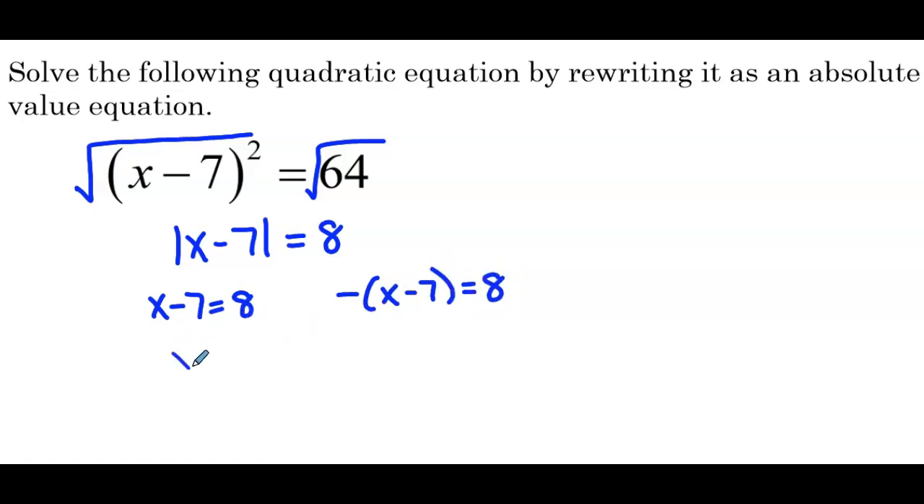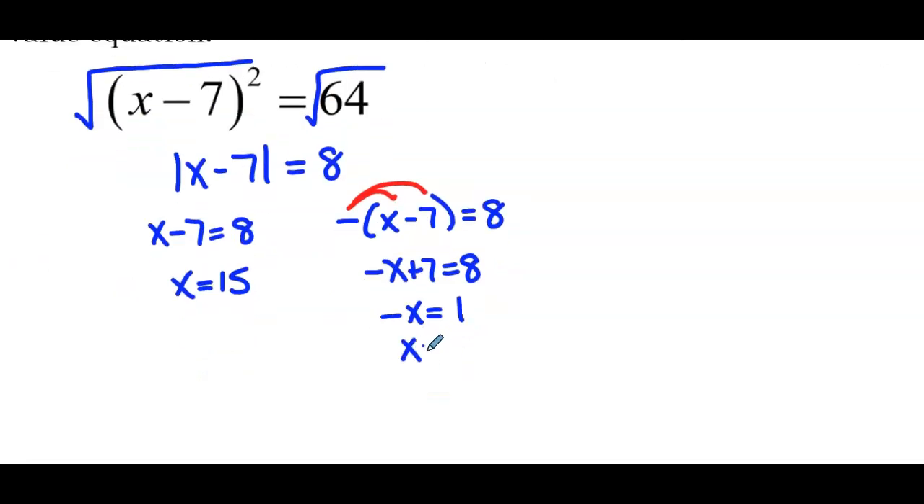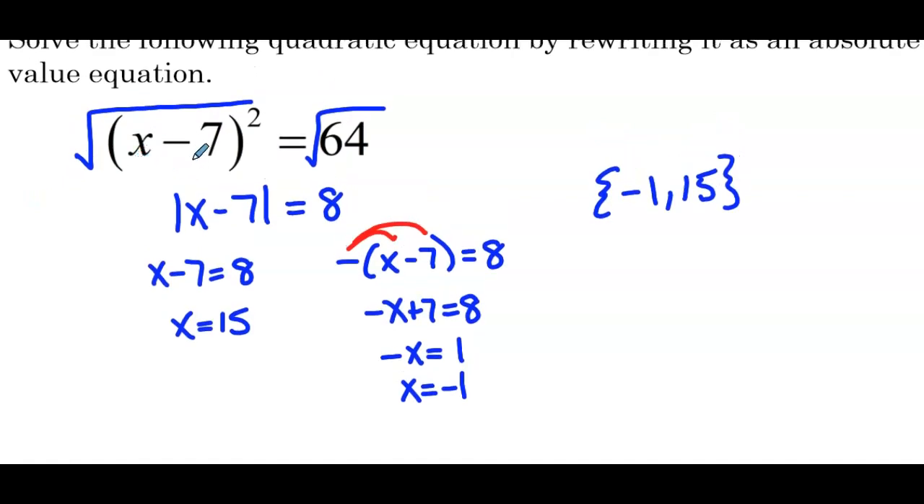So if we add 7 to both sides, we'd have x equals 15. Here we'll distribute the negative. So negative x plus 7 equals 8. So negative x equals 1. X equals negative 1. So our solution set here is negative 1 or 15. And we can very quickly check that. Negative 1 minus 7 is negative 8. Squared is positive 64. 15 minus 7 is 8. Squared is also 64.